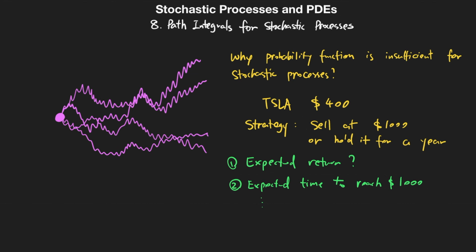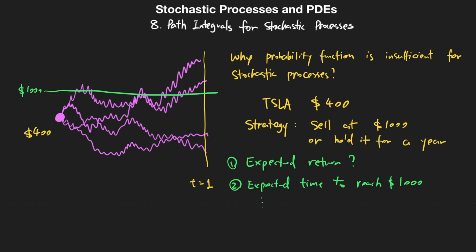Although this problem appears to be very straightforward, the point I want to make is that just using the Fokker-Planck equation, just having a probability density function, is not enough to answer these questions. And let's try to understand why. The solution to the Fokker-Planck equation only tells us the probability density at the endpoint. So let's say that this is the endpoint at t equals 1 year. For the starting point, we have the $400 stock. And let's say that his target of $1,000 is here.